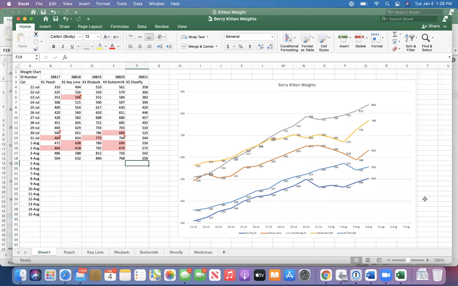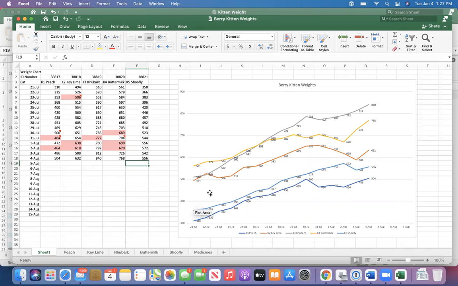This is a chart I did when I had Barry and her 5 kittens. And you can see I created a spreadsheet similar to what you're doing. Mine had the dates down the side and then the names across the top. I'm hoping you can see my cursor moving. And then I just started documenting their weights, and then I would mark in red if they dropped. And then I created a chart from it.